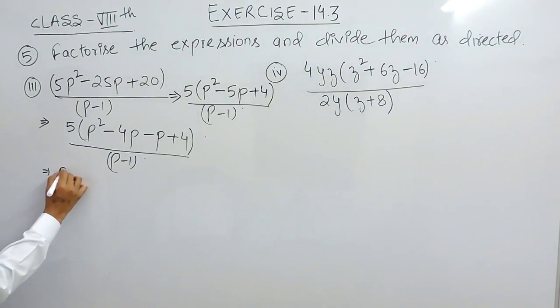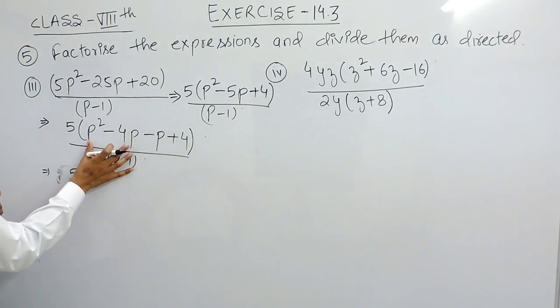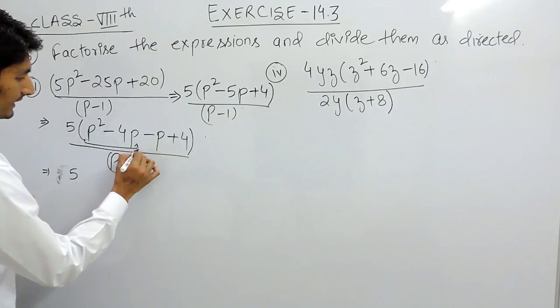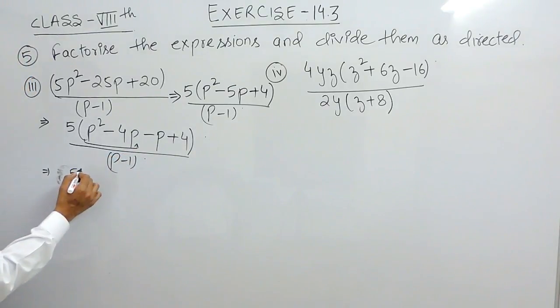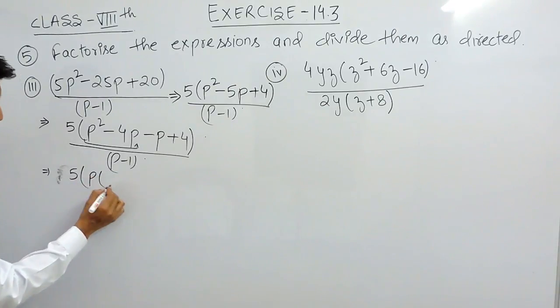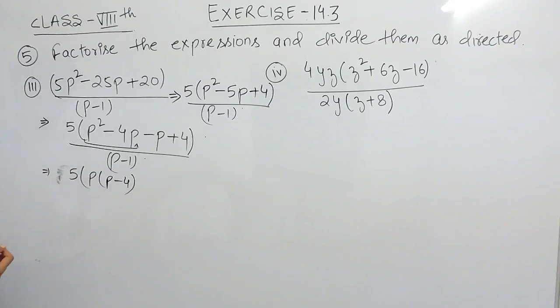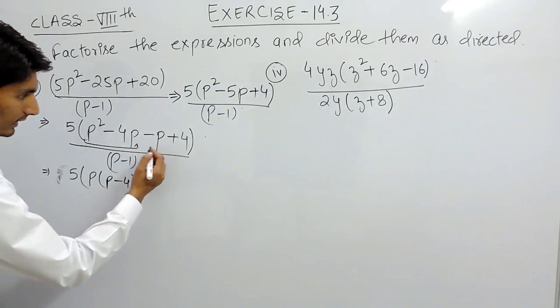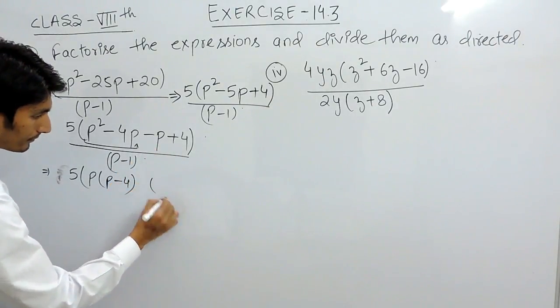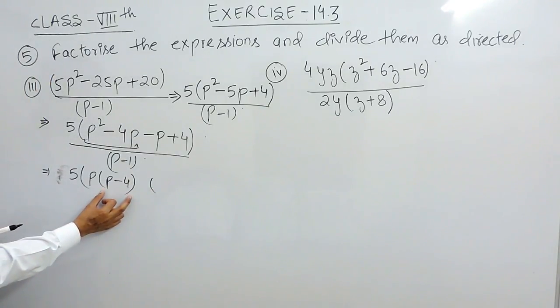So from here this is 5, and if you want to take common, you have to take it by regrouping, means you have to take common from the first two terms. So clearly p is a common term, so if I take p as common, p minus 4 will remain inside the bracket, and here also you have to make this term and this term same.